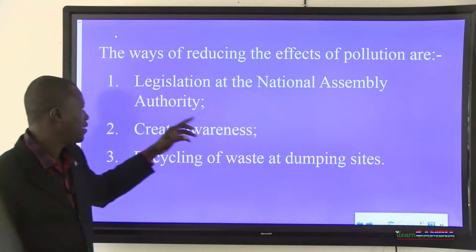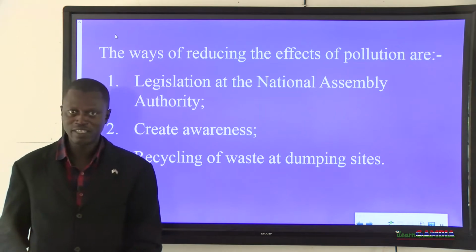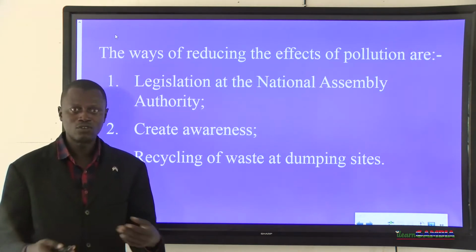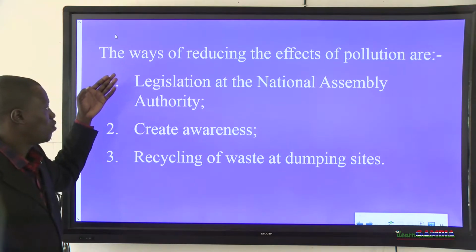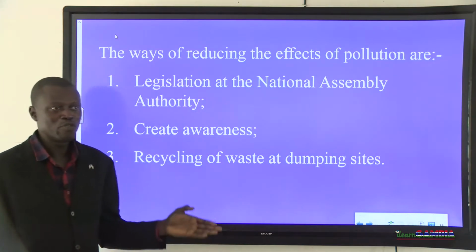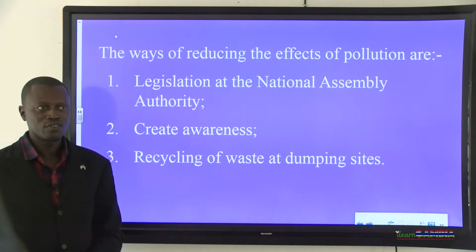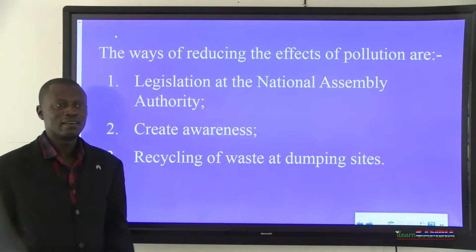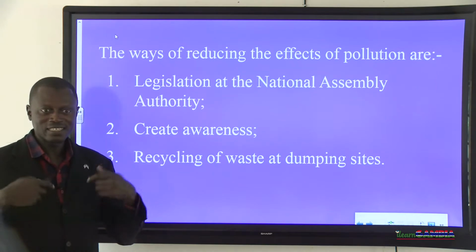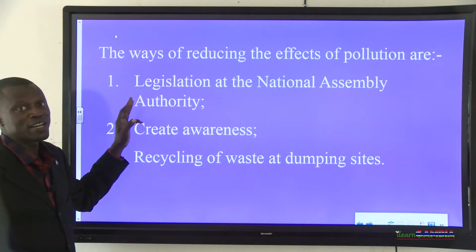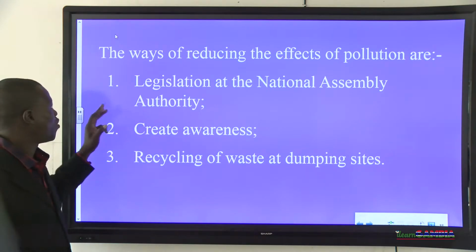Legislation at the National Assembly Authority. For example, at the Gambia National Assembly Authority, laws can be made so that people will be vigilant and fully aware that when pollution is encouraged by me as a citizen or a non-citizen of the country, obviously this is the law or the penalty attached. So it's among the ways.